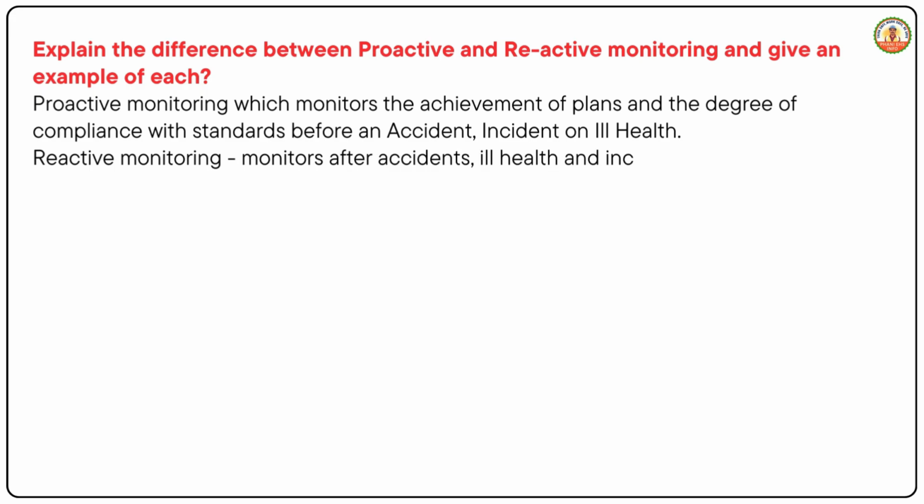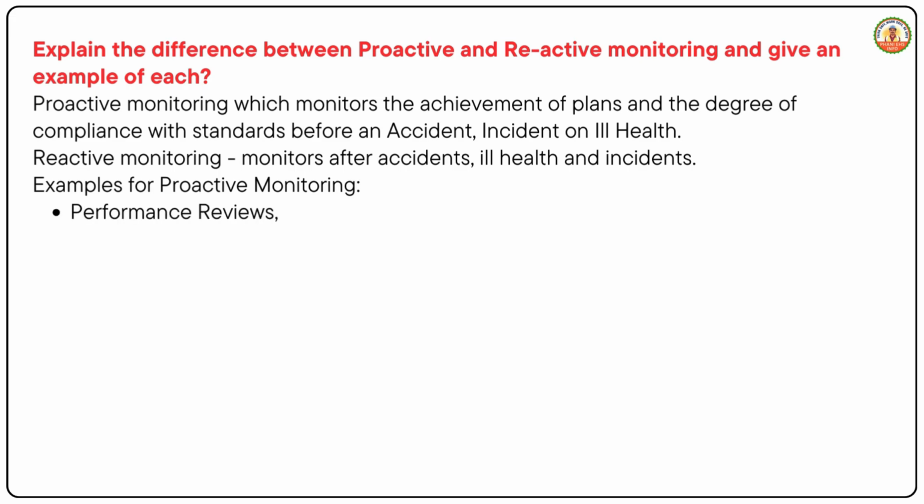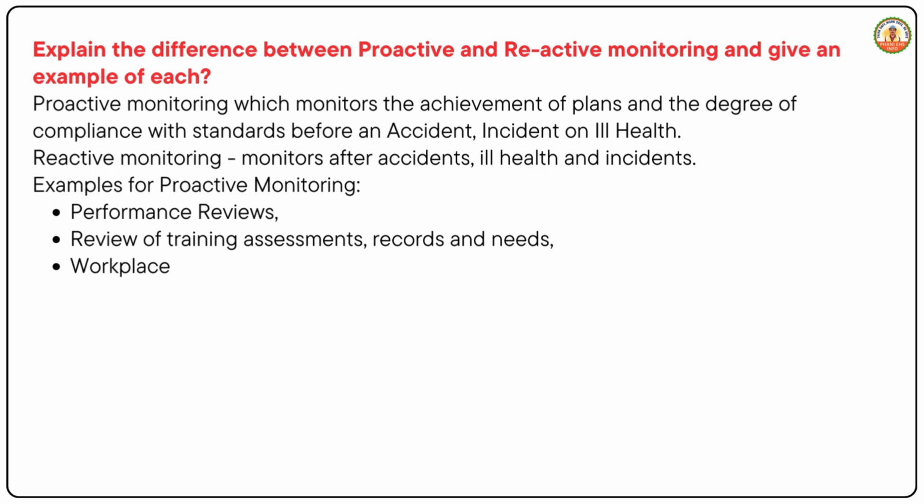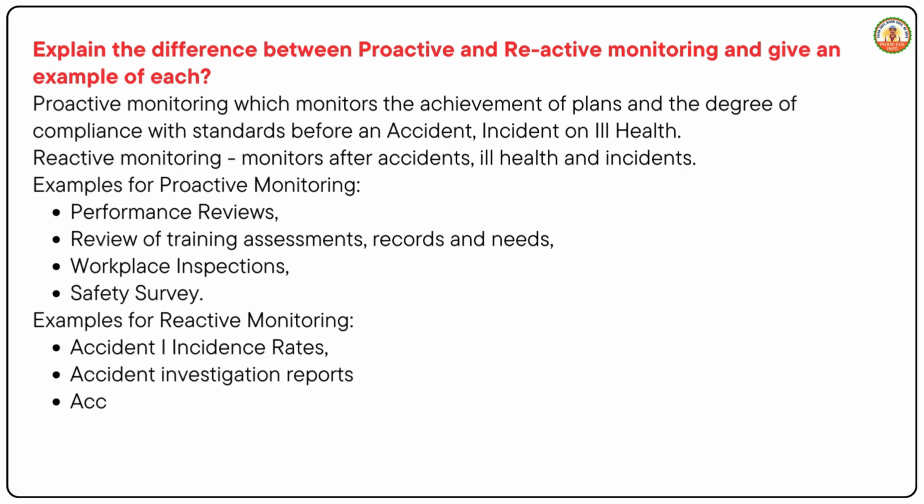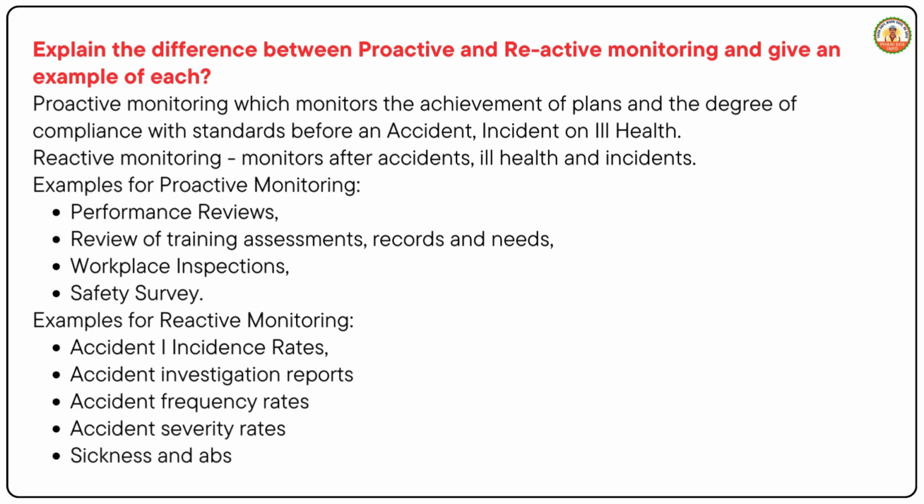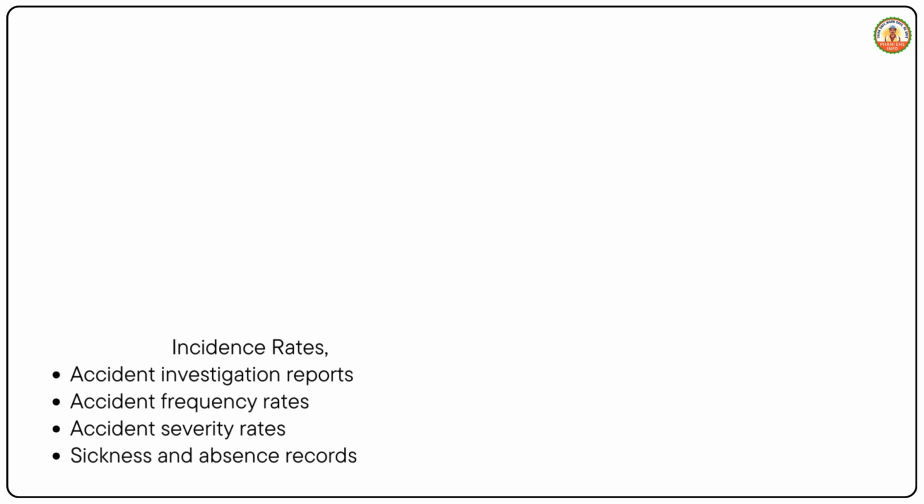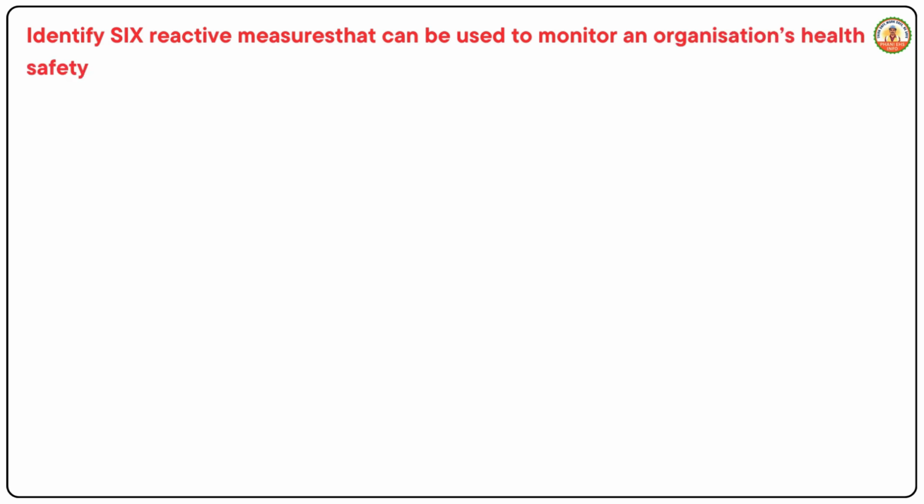Examples for proactive monitoring: performance reviews, review of training assessments, records and needs, workplace inspections, safety survey. Examples for reactive monitoring: accident incidence rates, accident investigation reports, accident frequency rates, accident severity rates, sickness and absence records.